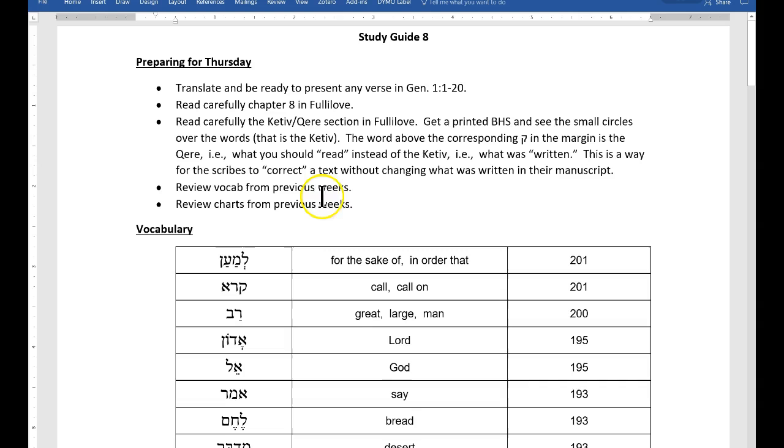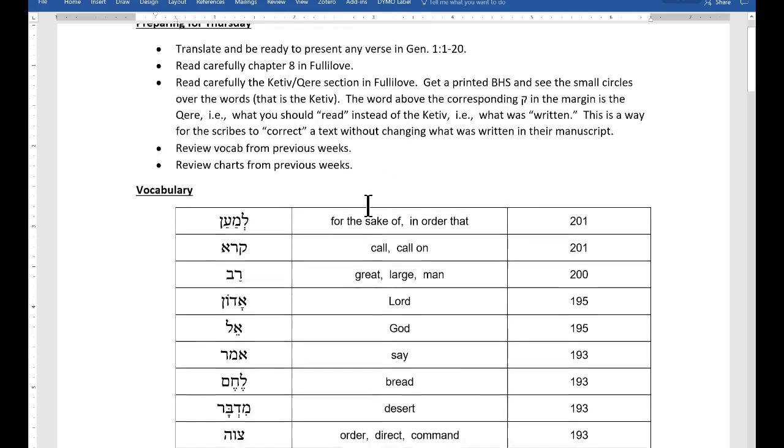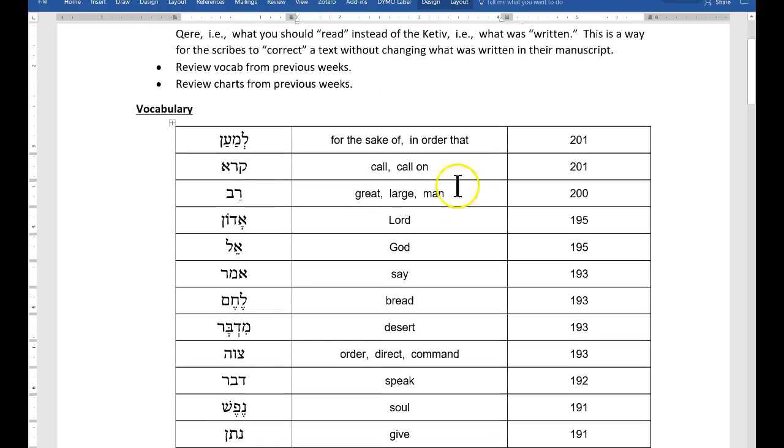Do take time to review the vocab from previous weeks and review the charts that we've done from previous weeks. In terms of today's vocabulary, we have this word lema'an, for the sake of, in order that. Qara is call upon in the sense of naming things, and also all who call on the name of the Lord will be saved. That's this word. Rav is great. You might have guessed that Rabbi means my great one. Adon is Lord. Adoni is my Lord.